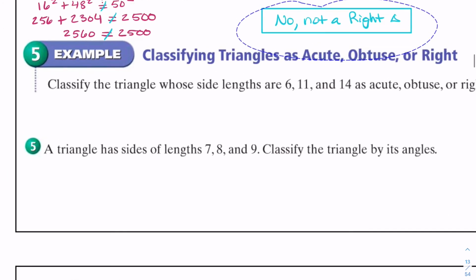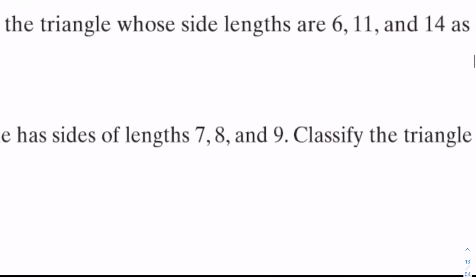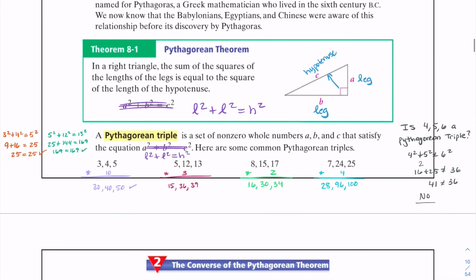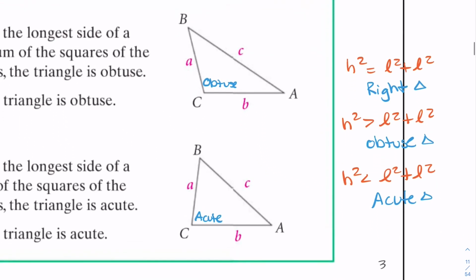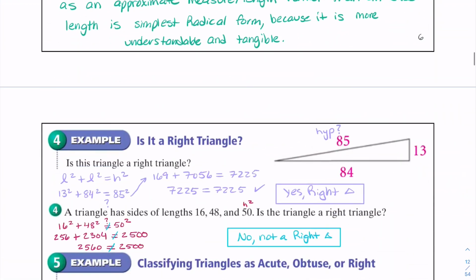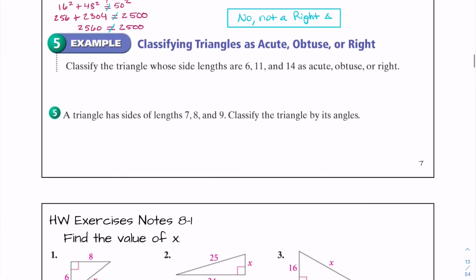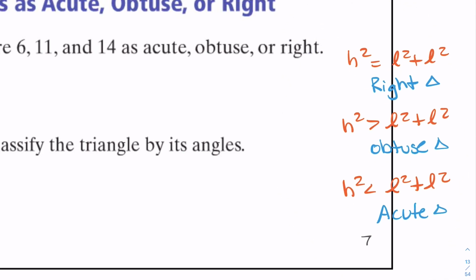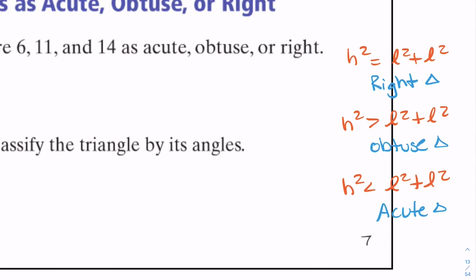All right. Classify the triangle whose side lengths are 6, 11, and 14. So remember, in this one, we'll just copy this over. So here's our information. It's a right triangle if legs squared plus legs squared is equal to h squared. If h squared is greater than the sum of the legs squared, it's going to be obtuse, and if h squared is lesser, it'll be acute.